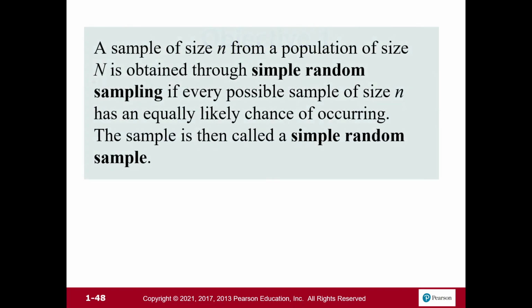A sample of size n from a population of size N is obtained through simple random sampling if every possible sample of size n has an equally likely chance of occurring. The sample is then called a simple random sample. So if you can select a sample of size n from a bigger population, and every possible sample of size n has an equally likely chance of occurring, the sample is then called a simple random sample.